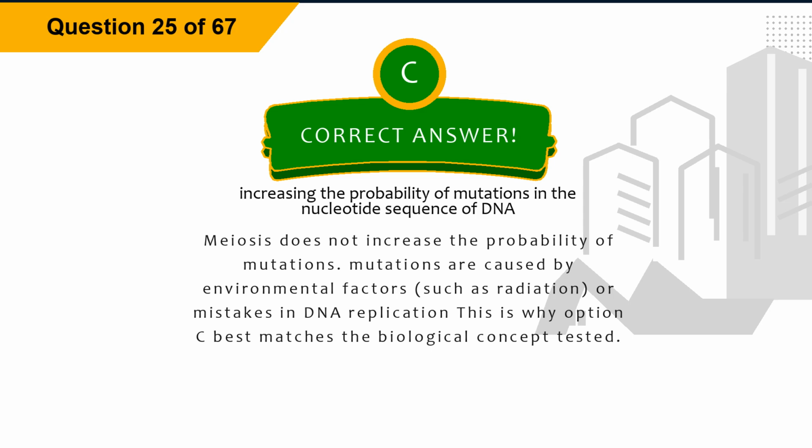Increasing the probability of mutations in the nucleotide sequence of DNA. Explanation. Meiosis does not increase the probability of mutations. Mutations are caused by environmental factors, such as radiation, or mistakes in DNA replication. This is why option C best matches the biological concept tested.